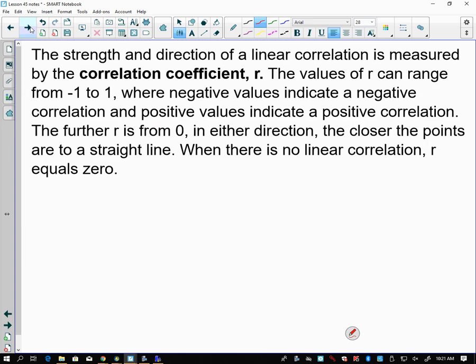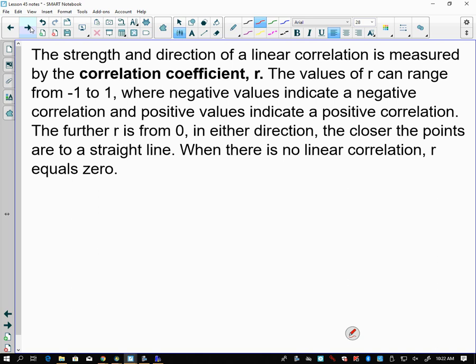So the strength and direction of a linear correlation is measured by what we call the correlation coefficient, or R value. The values of R can range from -1 to 1. Now, if something is -1 or 1, that means there's a very strong correlation. The closer it is to either of those two numbers, -1 meaning a negative correlation, looks like a line going down from left to right, and the data is lining up in a line. The closer it gets to -1, the more points that are actually on the line. Does that make sense?